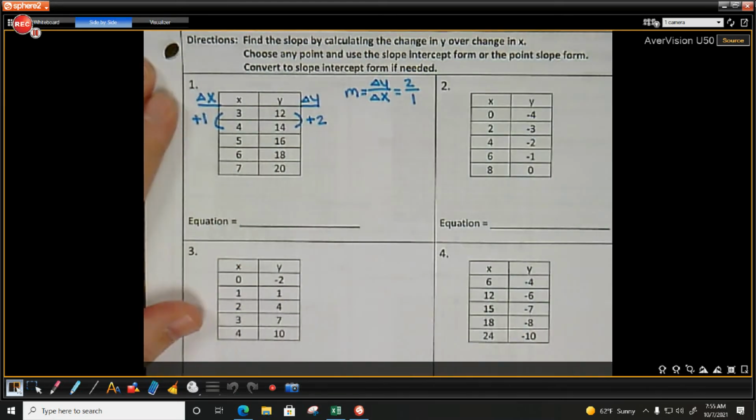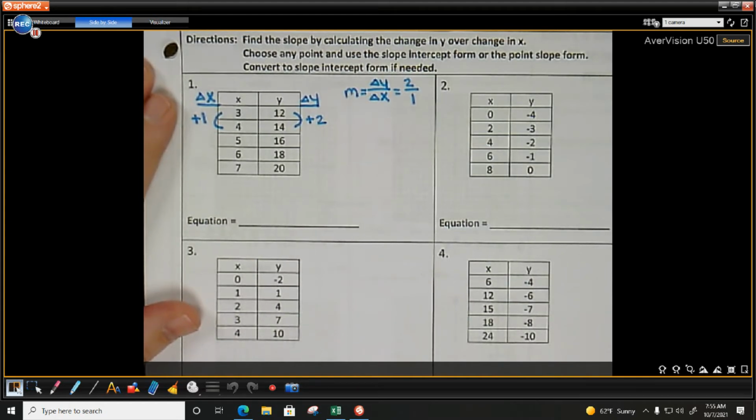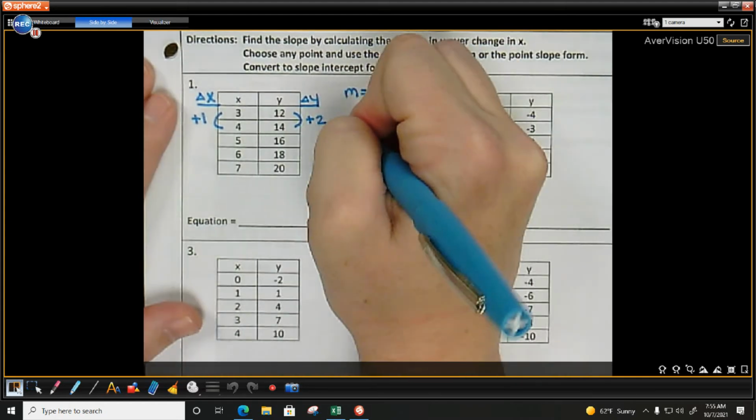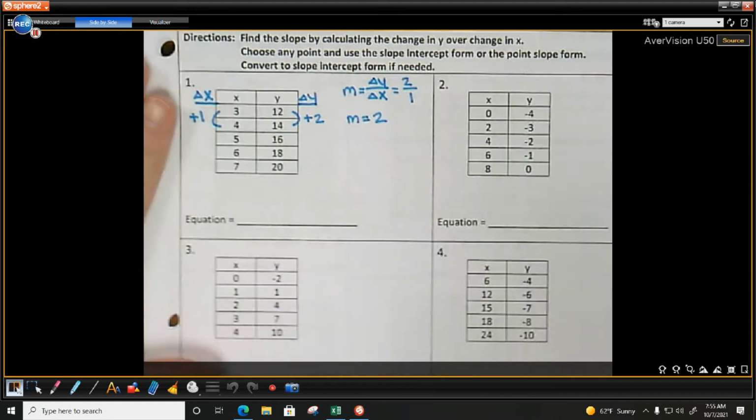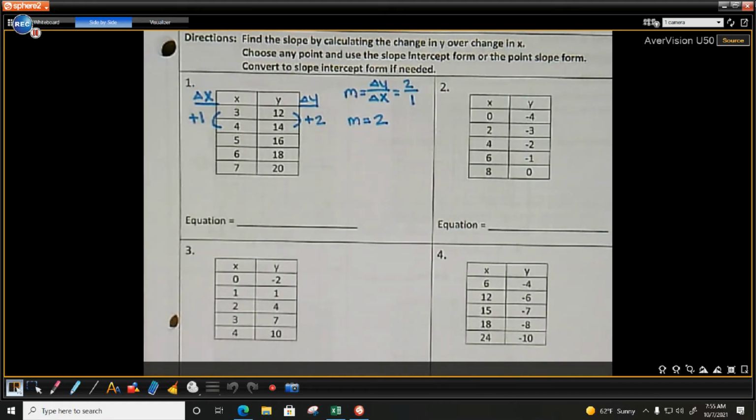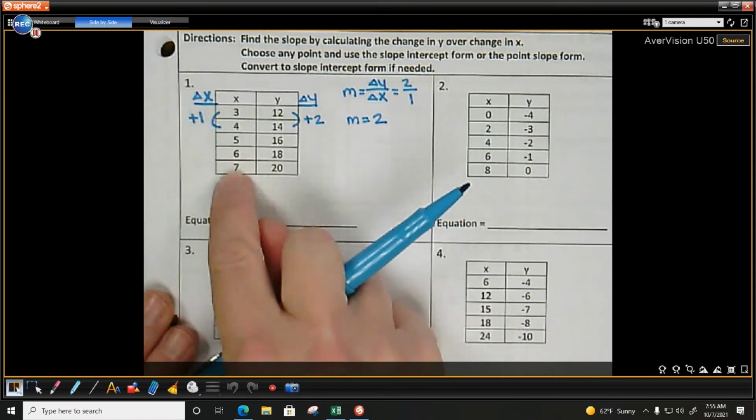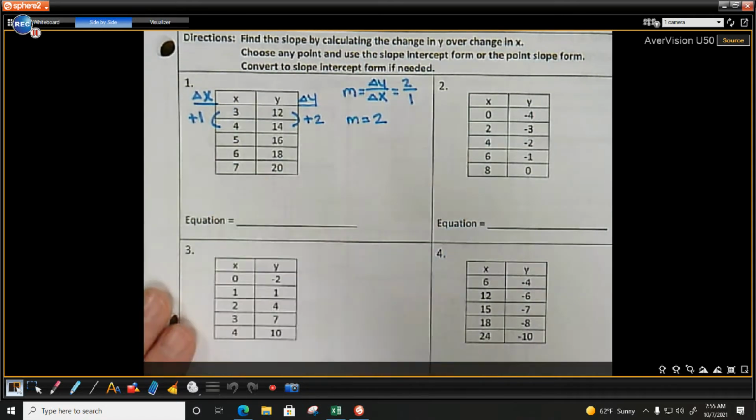So my change in x is 1. So what's 2 divided by 1? 2. So m is 2. Once I find my m, we like going to slope intercept form first, if possible. Are any of my x's 0? No, so we can't go straight to slope intercept form.